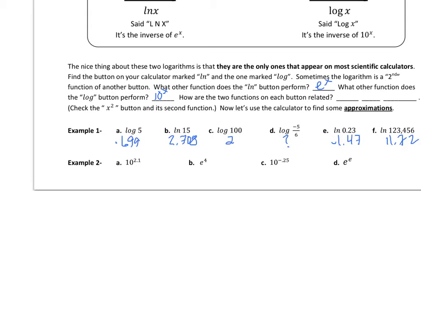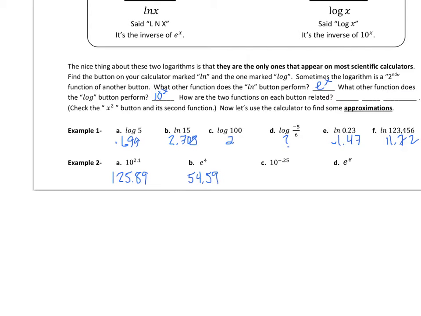All right, now let's do the second functions of those. So 10 to the 2.1: 125.89. Do the second function of log, and then type in 2.1. Okay, what's e to the 4th? 54.598.